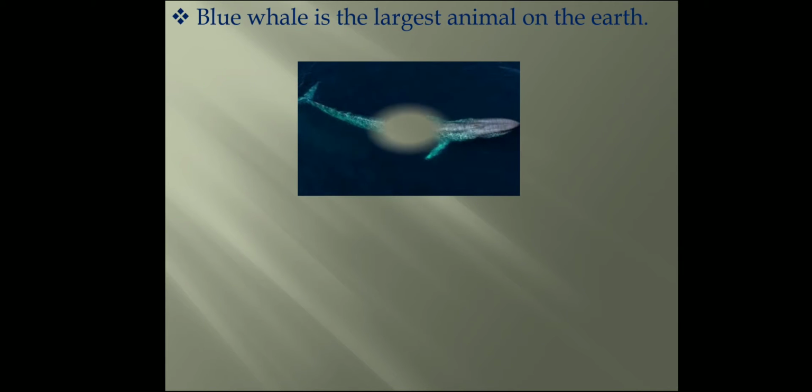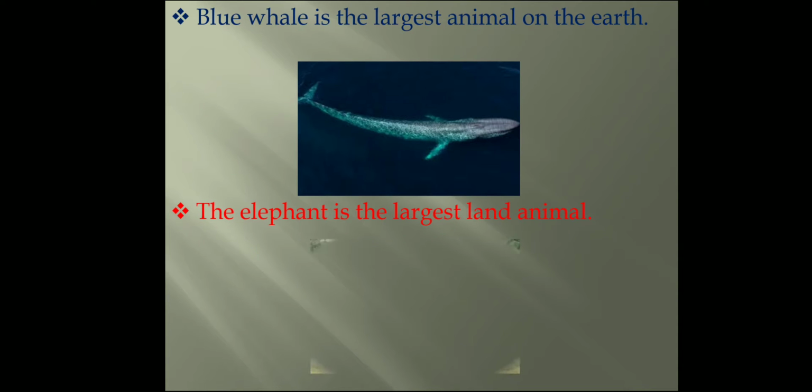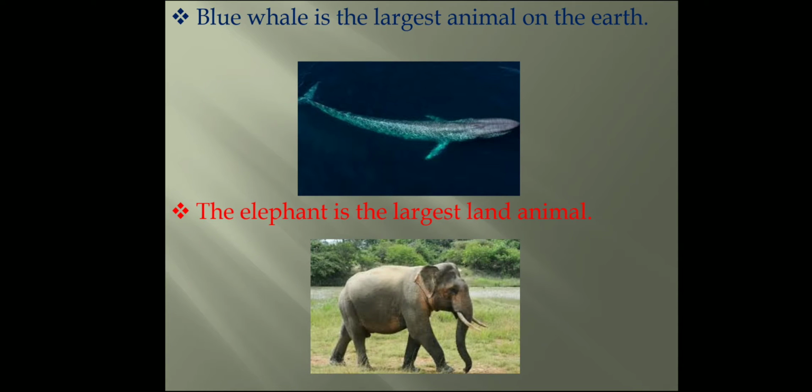Blue whale is the largest animal on the earth. Which is the largest land animal? The elephant is the largest land animal, and the blue whale is the largest animal on the earth.